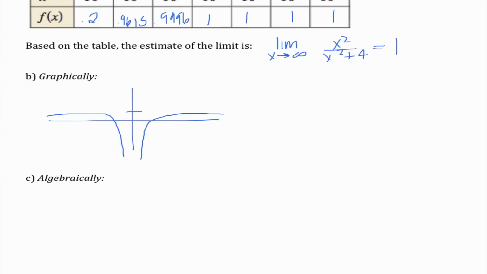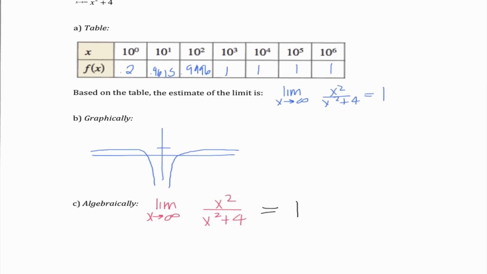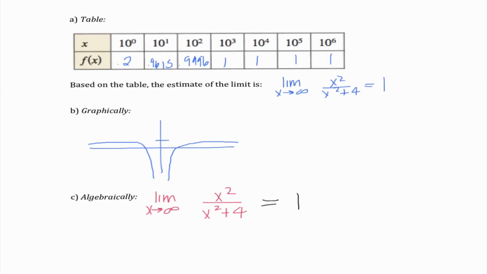Algebraically, okay, if I'm finding the limit as x approaches infinity of x squared over x squared plus 4, remember we look to see who has the highest power, and they're the same here, so I'm going to take the ratio of their coefficients, 1 over 1, which is 1. So that's how we can go ahead and use a table and use a graph just like we've done previously. I personally think algebraically is the easiest way, but these ways work as well.